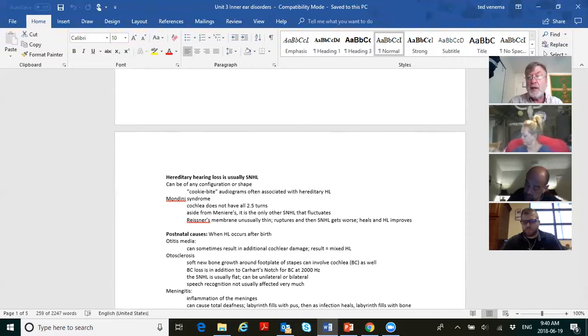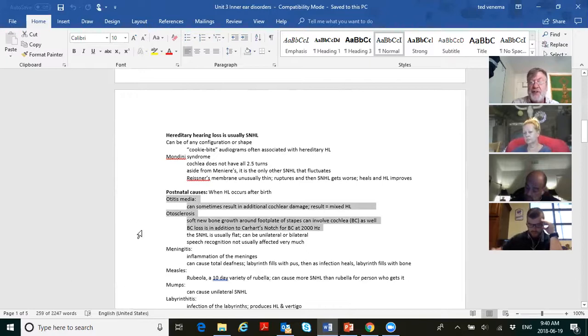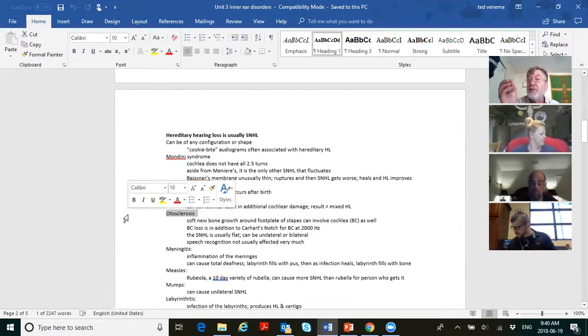And then we'll quickly go over these postnatal causes. We're just breaking it into prenatal, perinatal, postnatal. Postnatal causes are obvious. I mean, some otitis media can result in some kind of cochlear damage, being a mixed loss, but that's rare. Some otosclerosis can get involved into the cochlea, but that's rare.